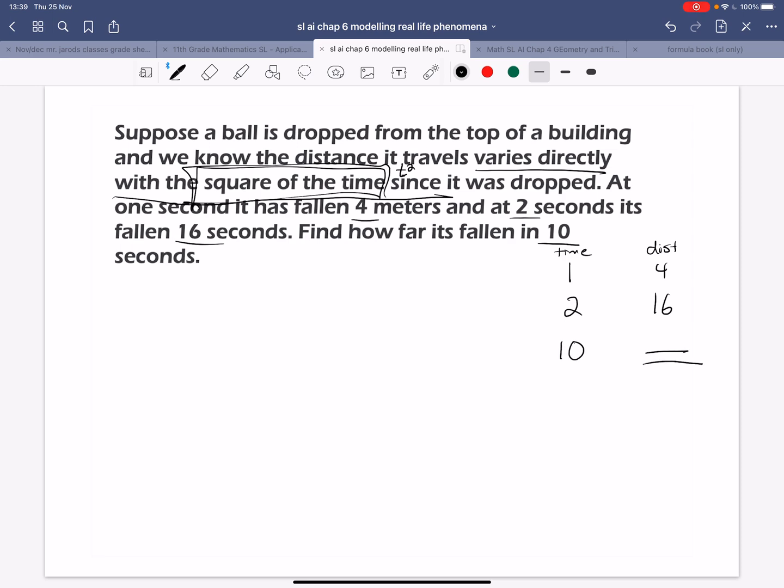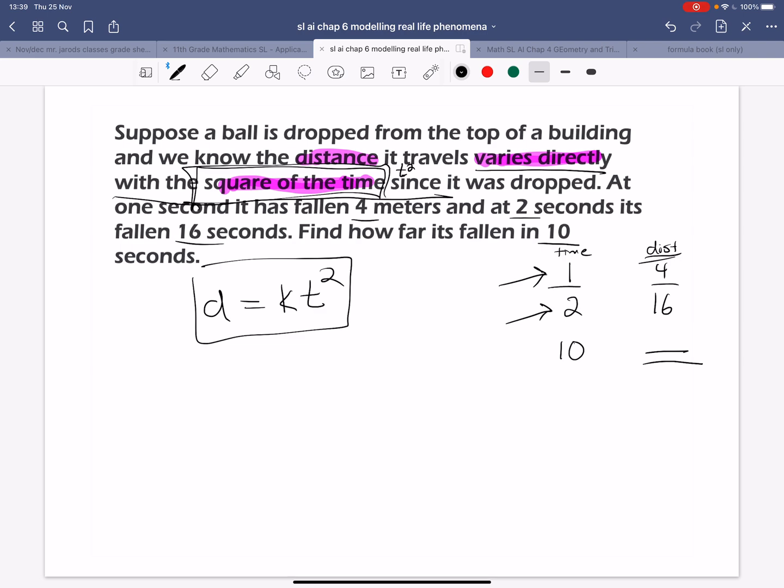Okay, so we've got to set up the equation first. So distance varies directly with the square of the time. So we say distance is going to be our d, varies directly with the square of the time. Distance equals kt squared. Okay, now we're going to use these points to figure out what our k is. So we plug in 1 for the time and 4 for the distance. 4 equals k times 1 squared. So going through this, we figure out that k equals 4.